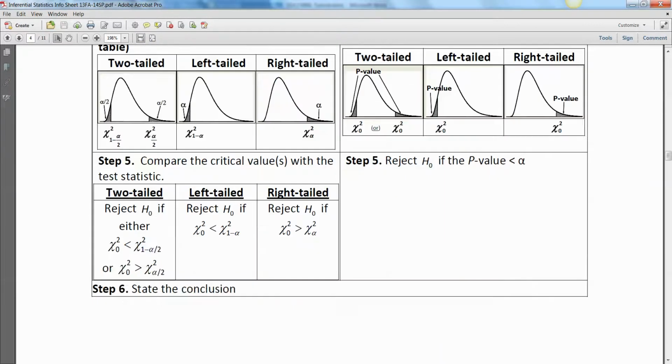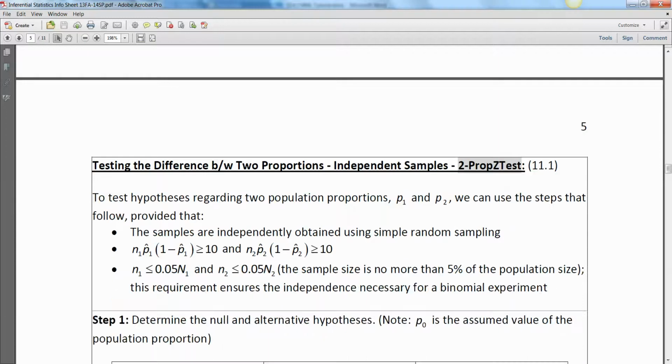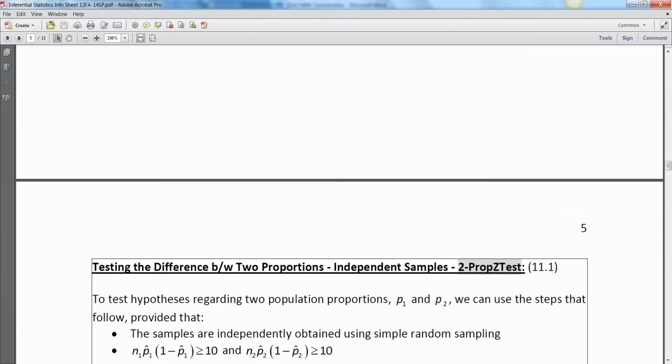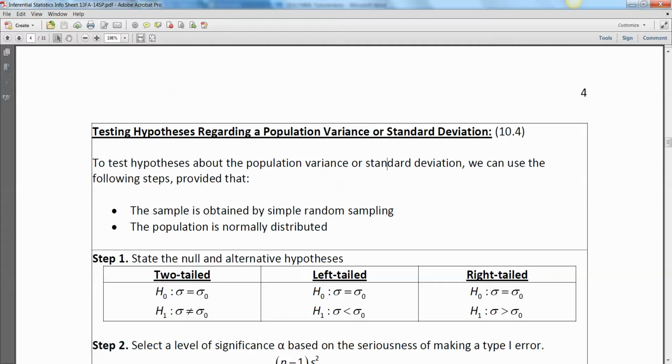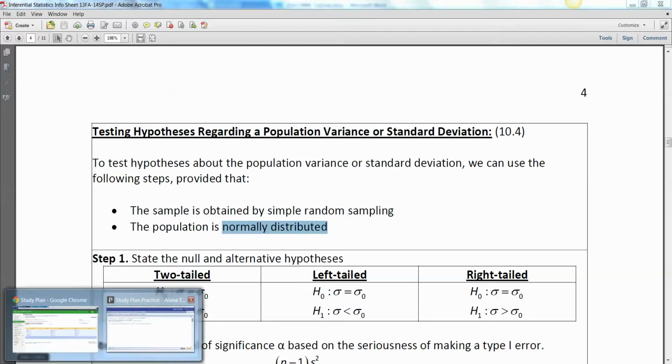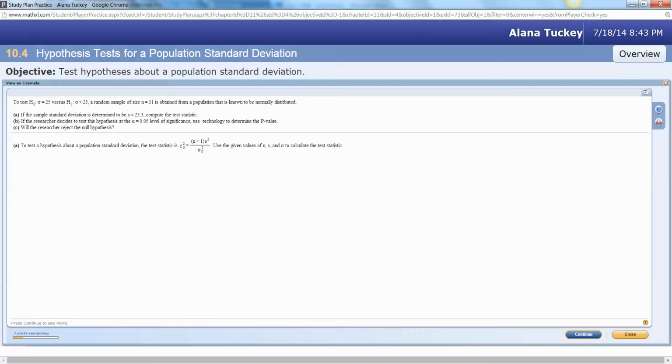When we start talking about double standard deviations or double means and double proportions, that's chapter 11, so we'll worry about that later. All right, so you're working with a single variance or standard deviation, tomato, tomato, they're the same difference. So first thing you need to know is that it was a simple random sample, and you need to know that the population is normally distributed. But they gave us that the population was normally distributed, which is good because otherwise we'd be in big trouble.